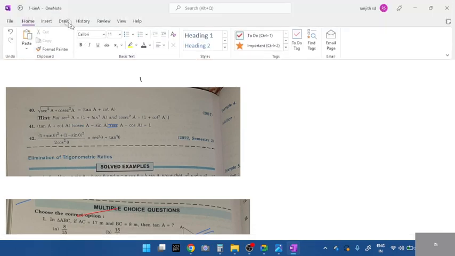Okay, we'll do one 2022 question for students, then we'll try a few previous year questions. Look at this. Can you see the screen, all of you? Is it being shared?